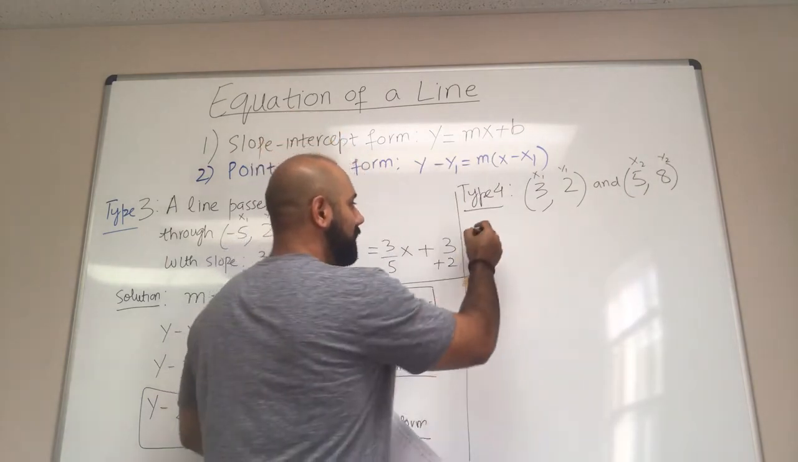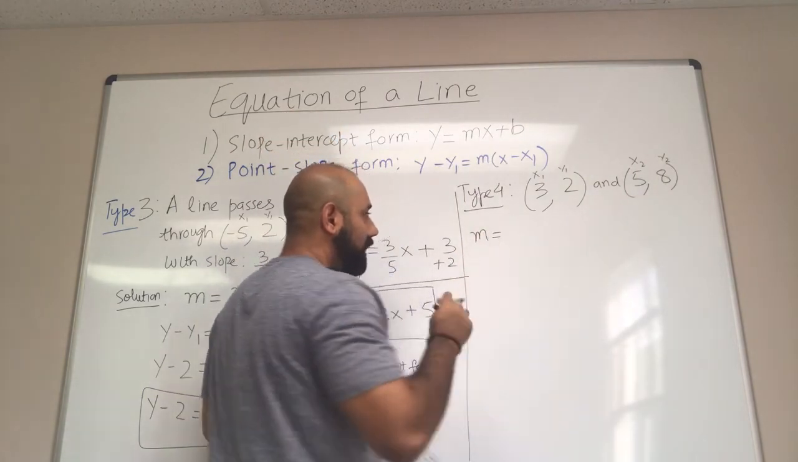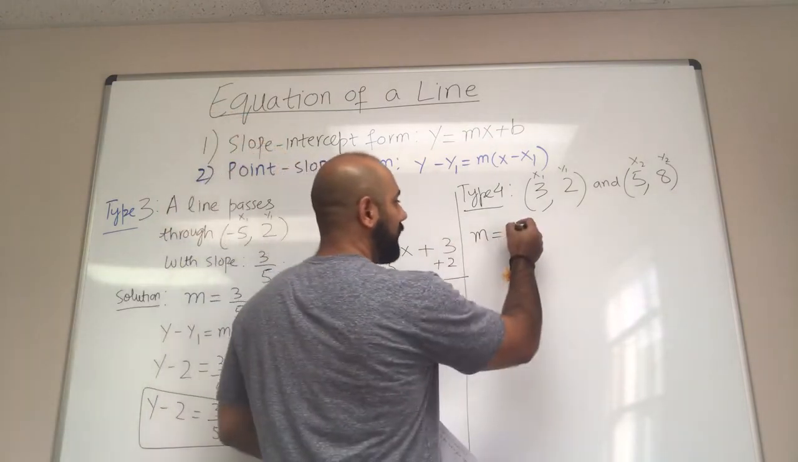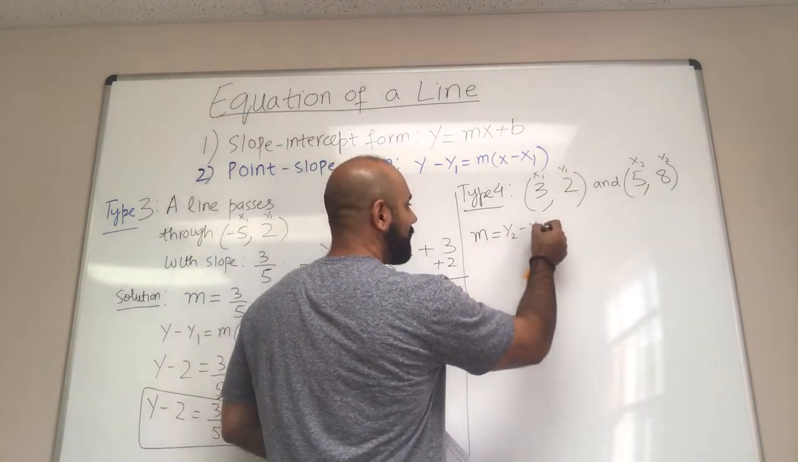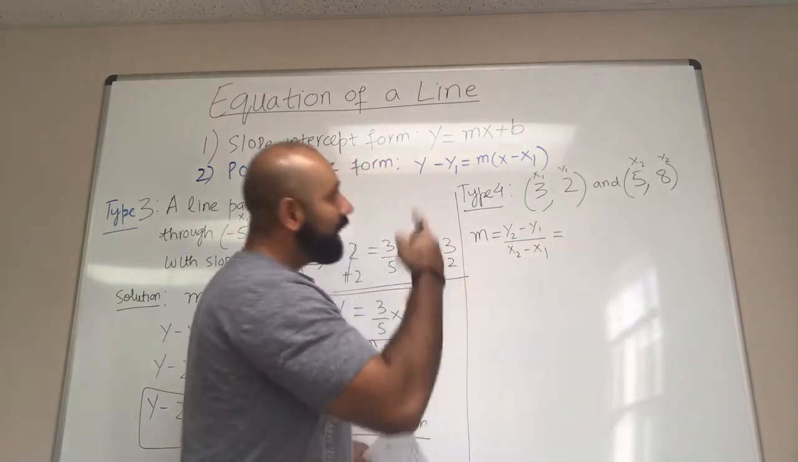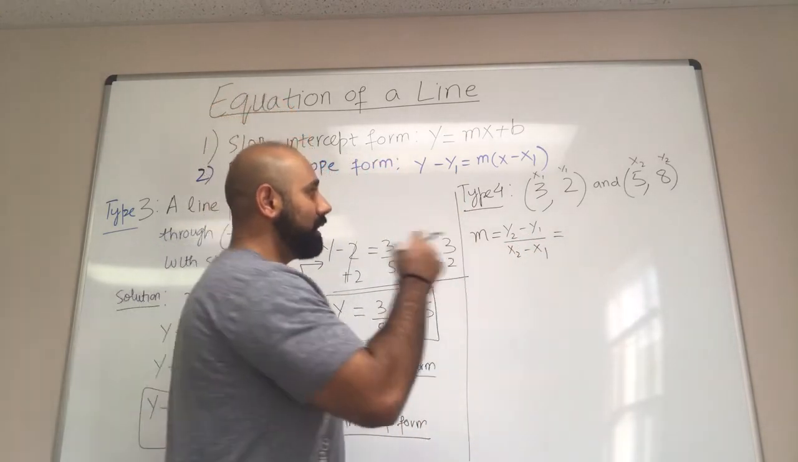So let's go ahead and find the slope. We already talked about the formula to find the slope. Slope is change in y over change in x, so I always like to write that first: y2 minus y1 over x2 minus x1. And now I'm going to substitute the values and find the slope.